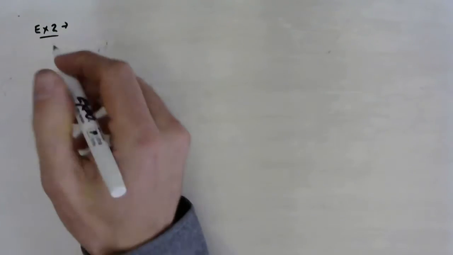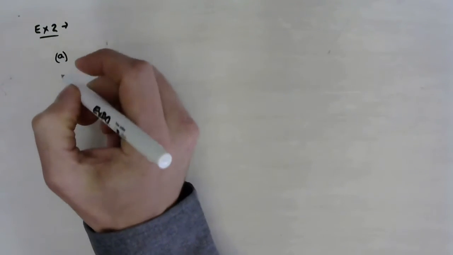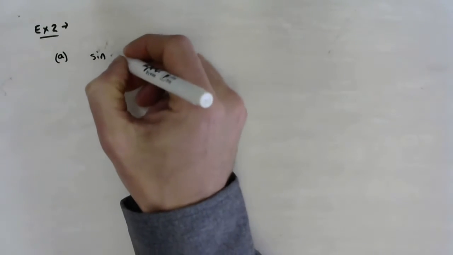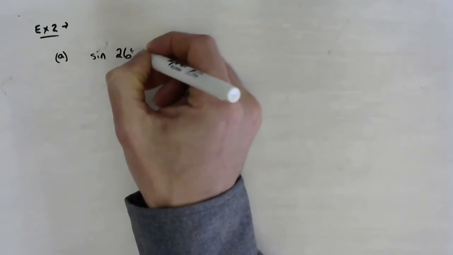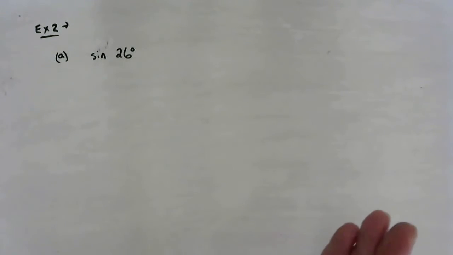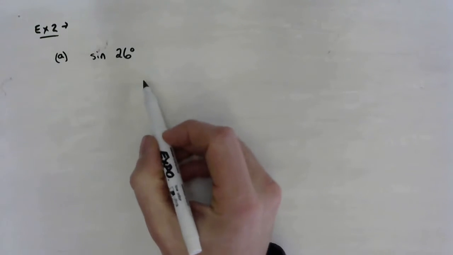Okay, example 2 is exactly the same type of example we did yesterday. It's literally just getting you to punch it into your calculator. You're evaluating the sine ratio of 26 degrees. Now, you don't have a triangle. You don't know opposite, adjacent, hypotenuse. You don't know anything about this triangle, how big it is.